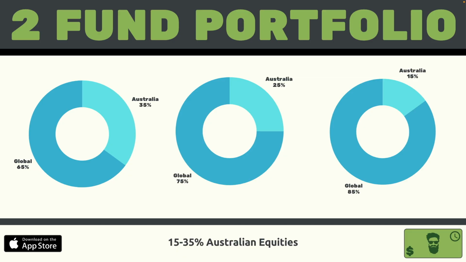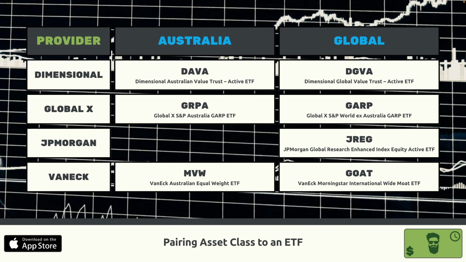But now we need to find some ETFs to pair with these asset classes. For Dimensional, you can create a value portfolio using DAVA and DGVA. With Global X, you can create a GARP portfolio. This means growth at a reasonable price. This is GRPA for the Australian product and GARP for the global product.